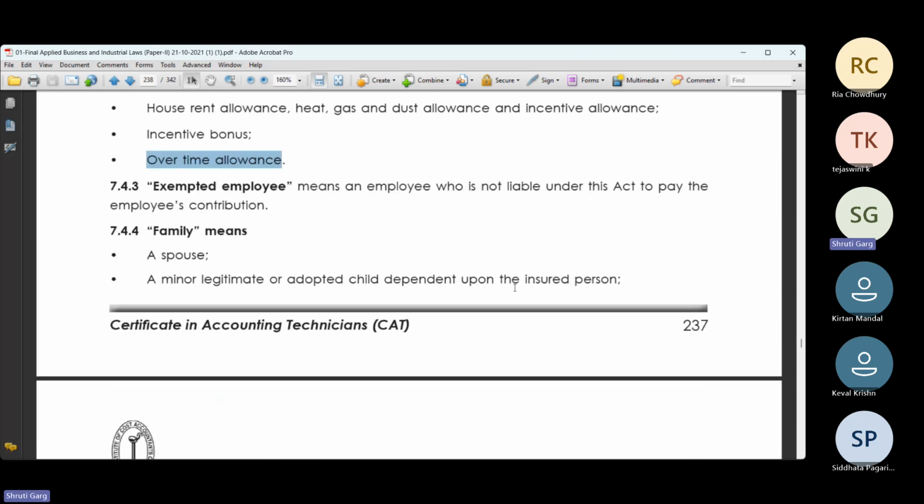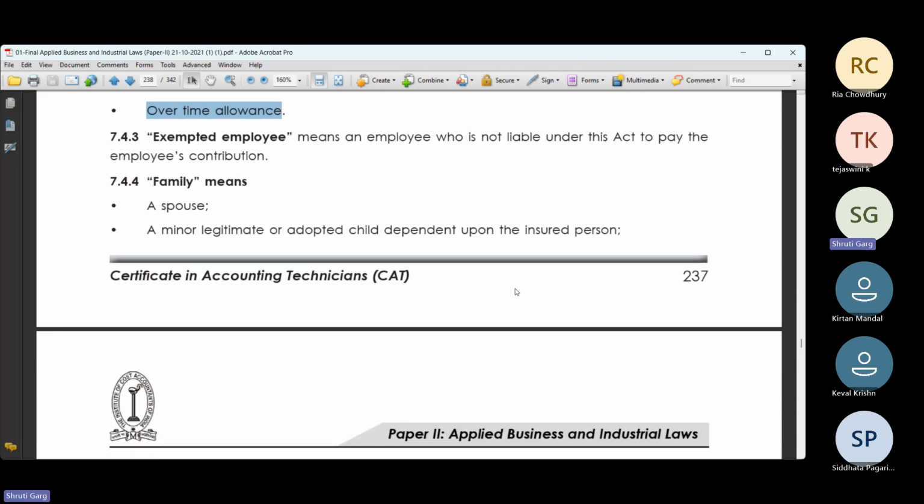Clear? Now the exempted employee. Who are the exempted employees? Simple. It means an employee who is not liable under this act to pay the employee's contribution. Clear? Any question? Till here, any question?